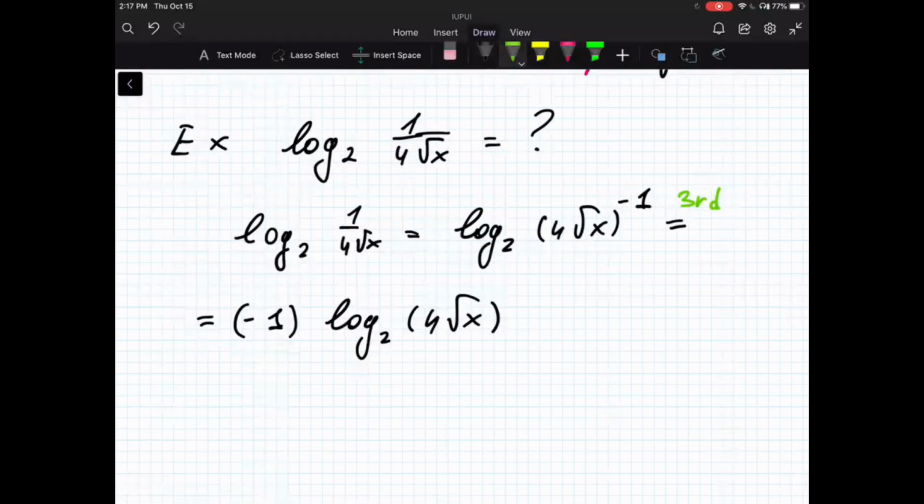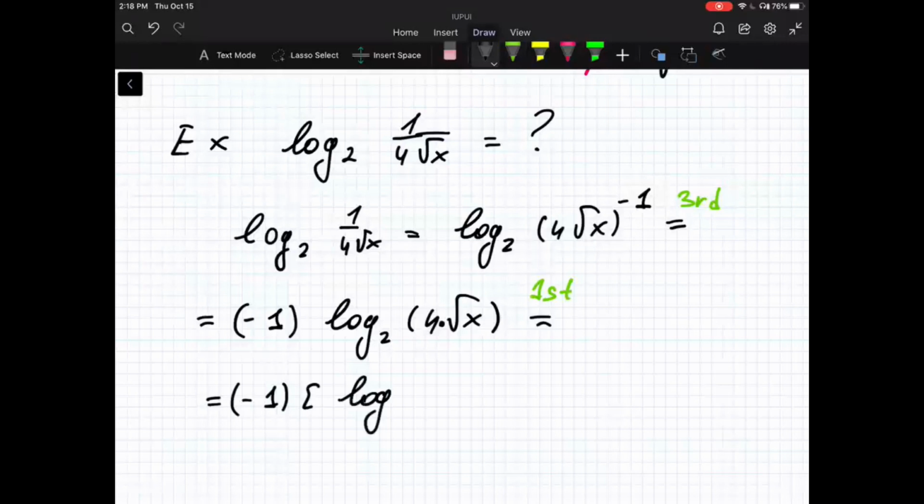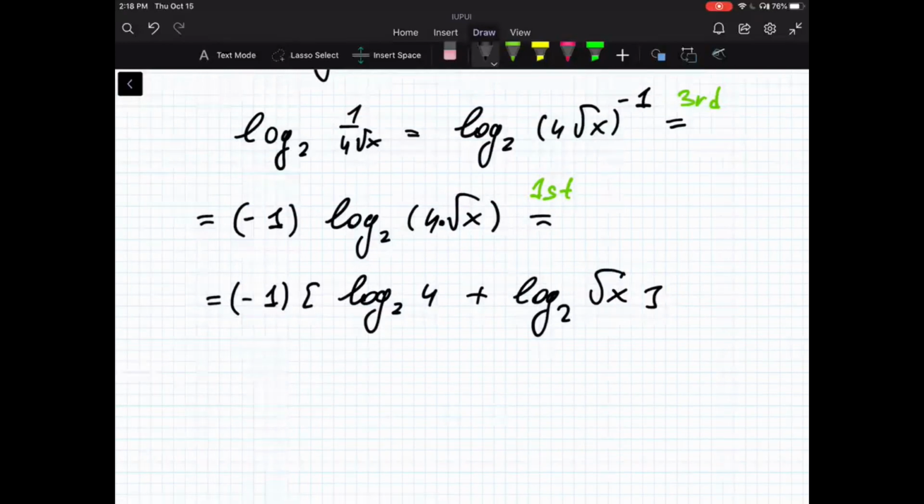Next step, I see that I have a product of 4 and x, so I can use the first property for the product. Logarithm of the product is the same as the sum of the logarithms. So it is -1 times logarithm with base 2 of 4 and plus logarithm with base 2 of square root of x. Square root of x I can furthermore simplify, as well as logarithm of 4 with base 2.